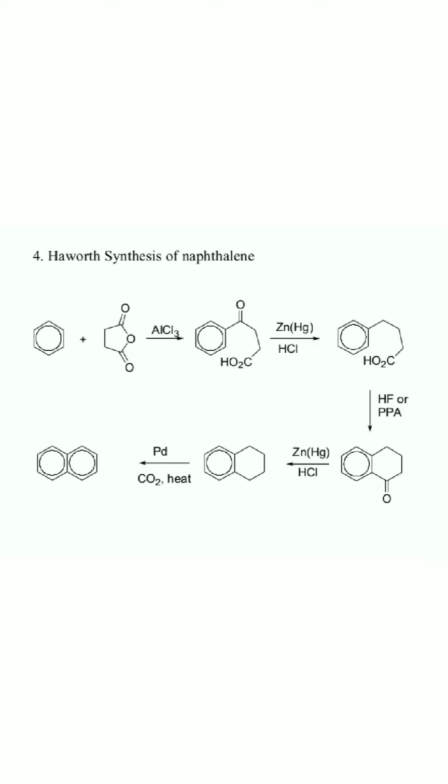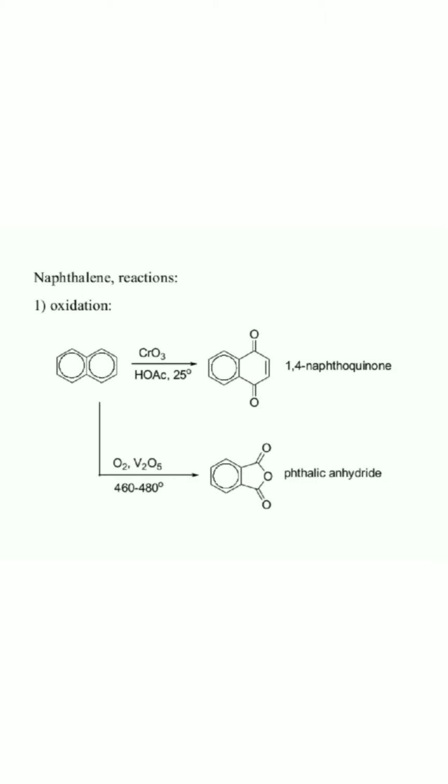I have given you the slides in the classroom. You can take a screenshot from here to have detailed notes for the synthesis. Naphthalene can also be synthesized from petroleum, and I have given the synthesis from petroleum here. That is, we can see butanoic acid, the Haworth synthesis, and petroleum: the three methods for the synthesis of naphthalene.